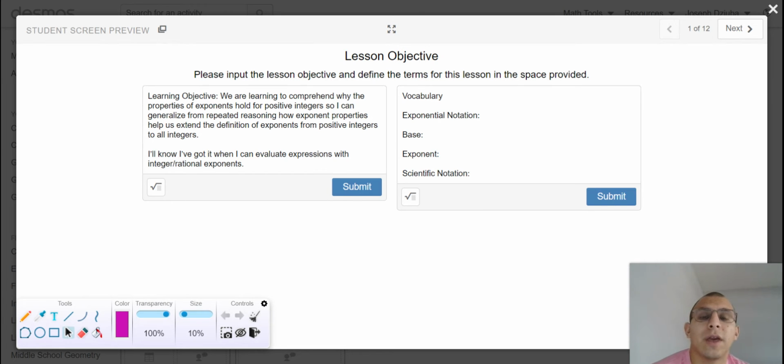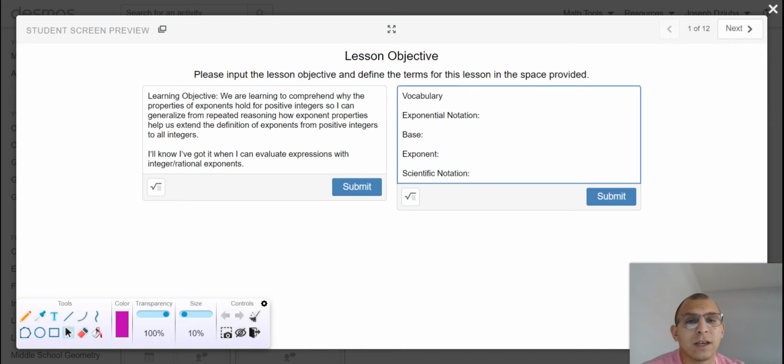Today we pick up with an activity on scientific notation where we are learning to comprehend why the properties of exponents hold for positive integers, so I can generalize from repeated reasoning how exponent properties help us extend the definition of exponents from positive integers to all integers. I'll know I've got it when I can evaluate expressions with integer and rational exponents. On the right-hand side, we can see some of the vocabulary that you will have to define for this activity.